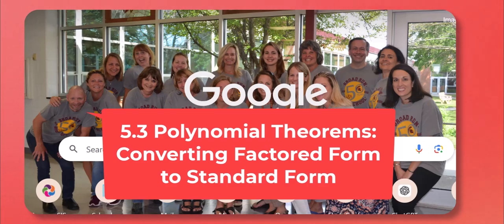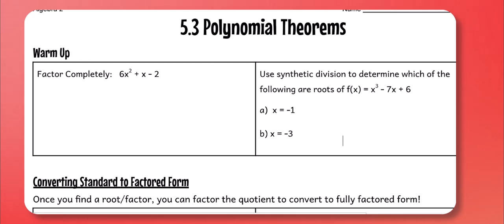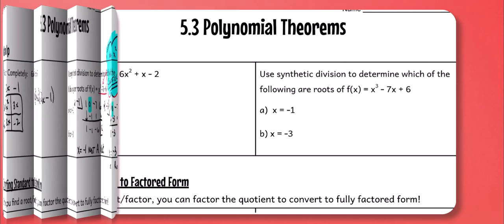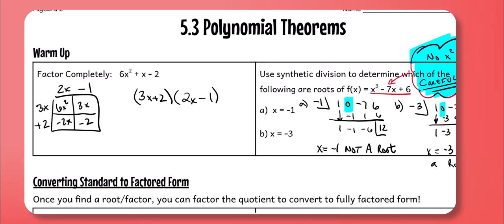So go ahead and grab your pens, your papers, your notes, and get to work on this warm-up that's right here. See if you can factor the first trinomial correctly and then use synthetic division to correctly determine if x equals -1 or x equals -3 is a root to the polynomial function that you're given. So go ahead and hit pause, try those on your own, then let's come back and see how you did.